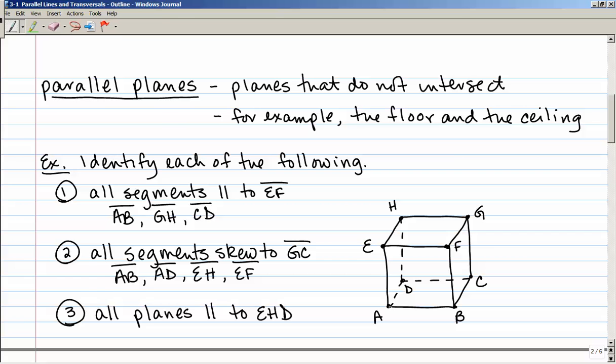So the only other plane that is parallel to this one is the one on the right side over here. And to name that, I can use any 3 of those letters in any order. So I might say F, G, C. And that's the only plane that's parallel to it.